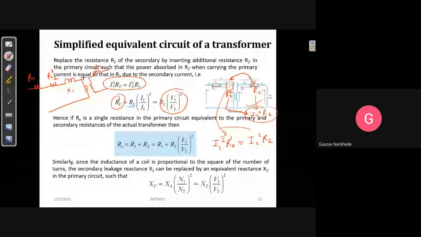So what is the equivalent resistance then? Both the resistances are in series, so equivalent resistance will be R1 plus R2 dash. So can I say the equivalent resistance of the complete transformer is R1 plus R2 dash, where R2 dash is R2 divided by (V1 by V2) whole square, correct?